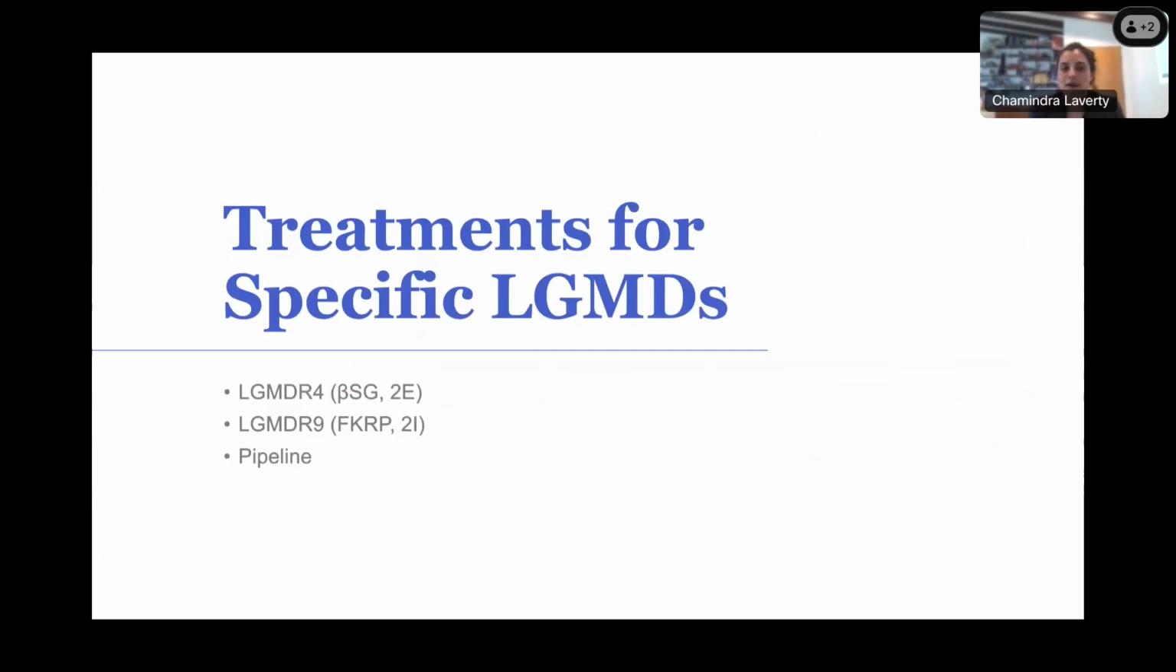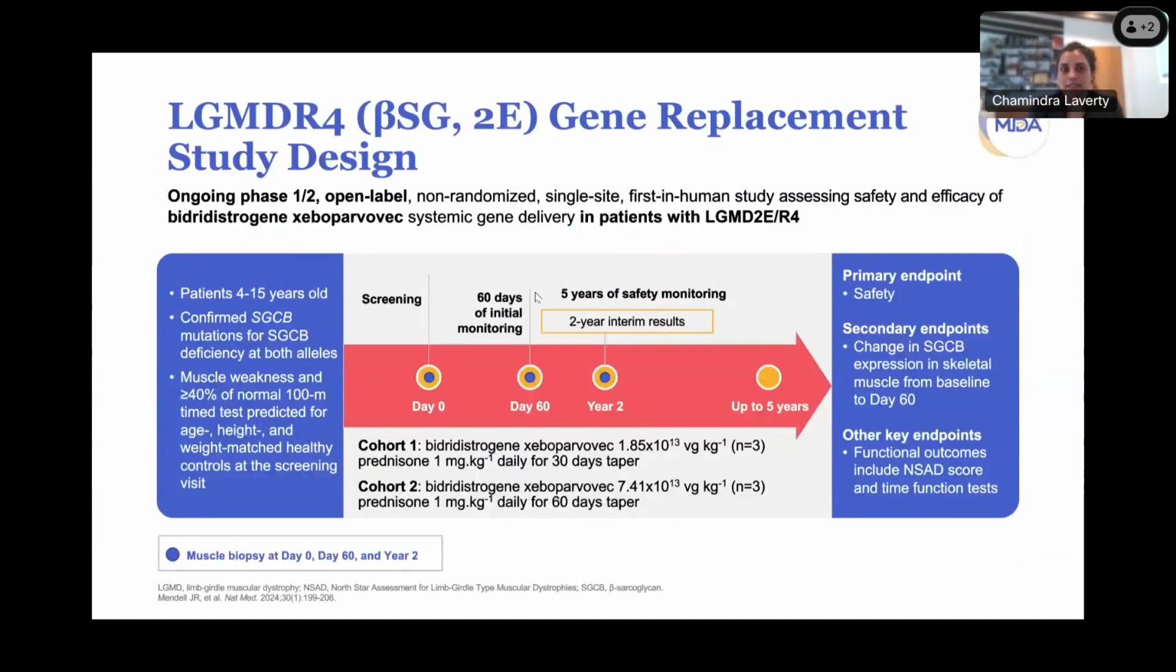This is where we talk about some of the specific treatments that are either currently underway or about to get started for limb-girdle muscular dystrophy. Let's start with beta-sarcoglycan, which is 2E. There are centers in the United States that are currently doing gene replacement for this, but we actually have data from a phase 1/2. The current trial that's ongoing is a phase 3.